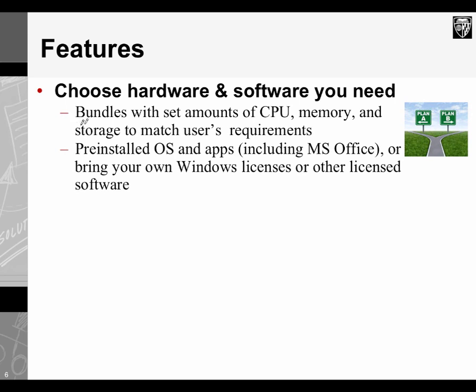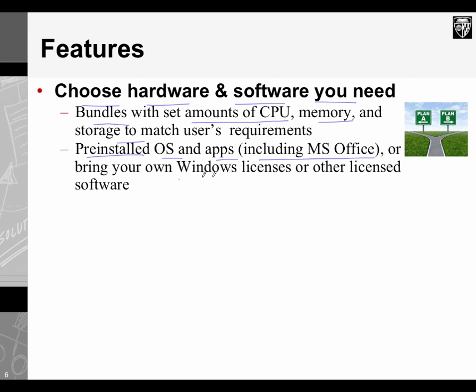In terms of features, you choose the hardware and software that you need. There are predefined bundles available with set amounts of CPU, memory, and storage, and you can choose whatever matches the user's requirements. These come with pre-installed operating systems and apps, including Microsoft Office. Currently, you can only do Windows.